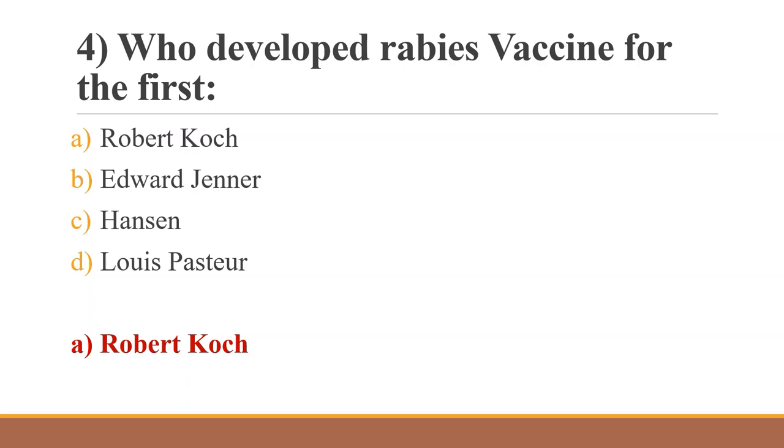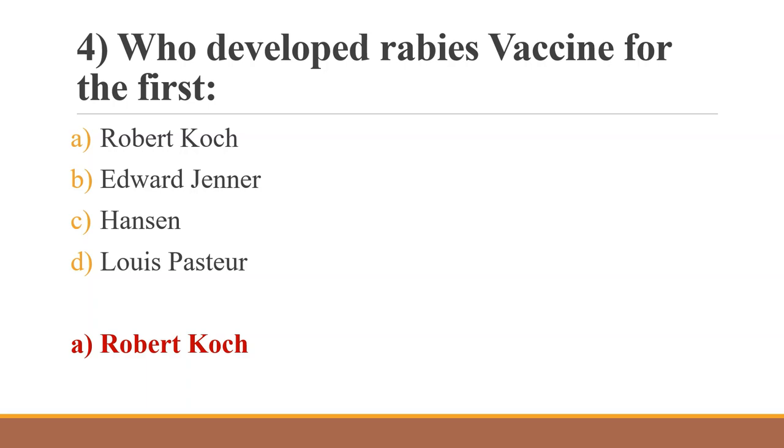Who is the father of vaccination? That is Edward Jenner. He is the founder of the world's first successful vaccine. He found that people infected with cowpox were immune to smallpox. In 1798, the first smallpox vaccine was developed. Then let's go through other options.